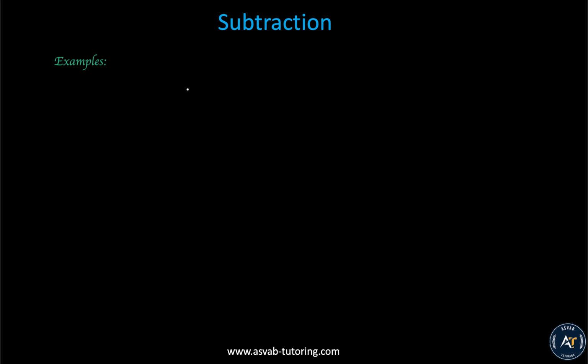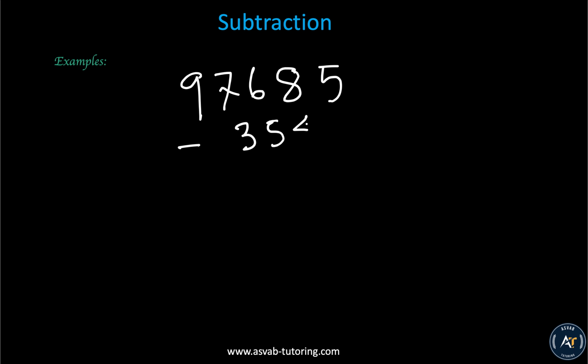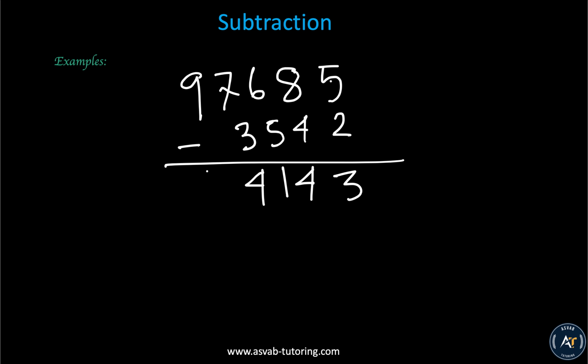Okay, so let's do 97,685, and I'm subtracting with 3,542. Let's do it together. So 5 minus 2 is 3, 8 minus 4 is 4, 6 minus 5 is 1, 7 minus 3 is 4, this is 9. Right? Let's do another problem.